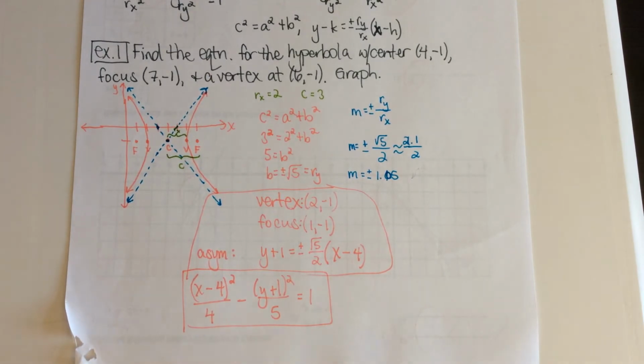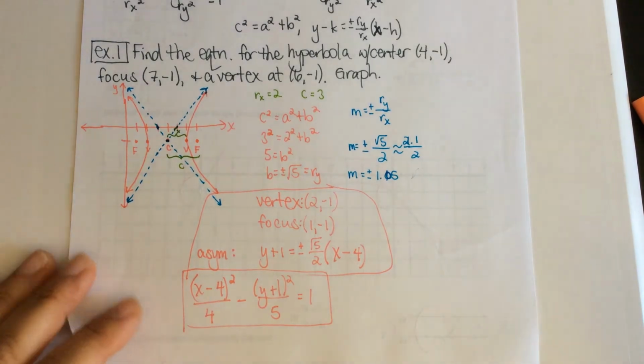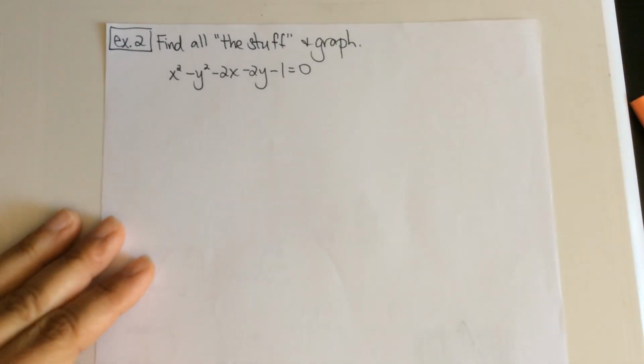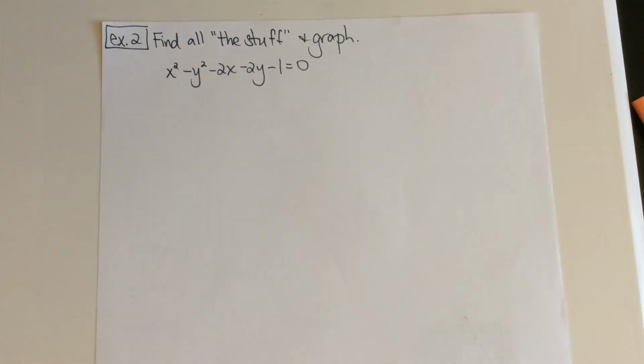Okay, so I hope that helps you with the hyperbola and ellipse stuff from last time. Let's do one more though. Obviously the directions in the book are not going to say find all the stuff. I just don't feel like writing it all out and then writing it all out in the answer again.